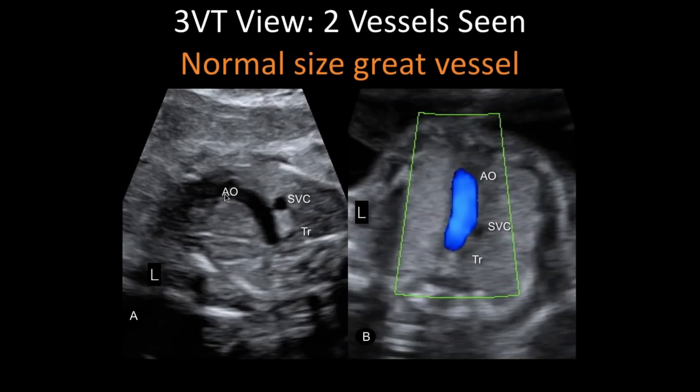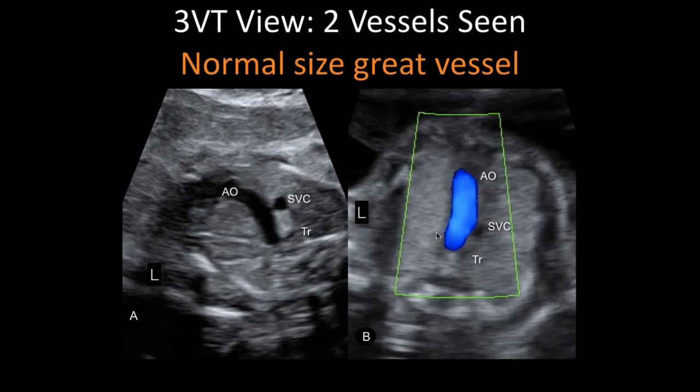So now I see only two vessels at the three-vessel trachea view. So there's one vessel that is missing. I see two vessels, but the vessel that I see is of normal size, as you see right here. So I'm at the level of the three-vessel trachea view, and I only see one vessel. I see the superior vena cava, so that's the two vessels to the left side of the trachea. But there's something missing here. And color Doppler, as you could see, confirms that.